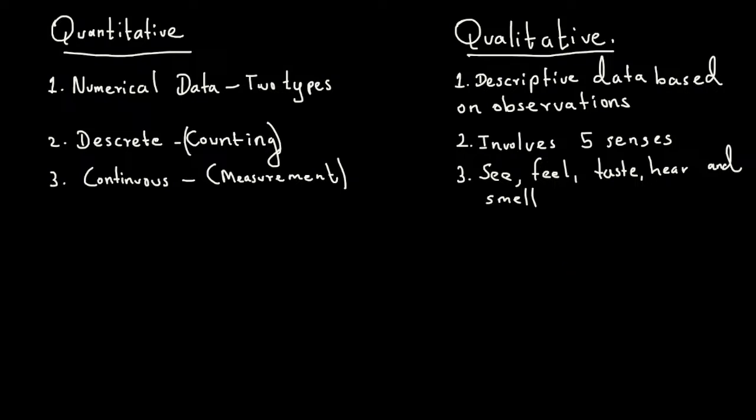Take a look at quantitative and qualitative data. Let's see what is quantitative data. Quantitative data is numerical data. There are two types: discrete and continuous. It's basically numbers. When we say quantitative, we are dealing with numbers, which we can either count or measure.